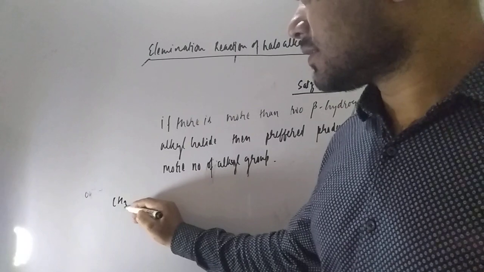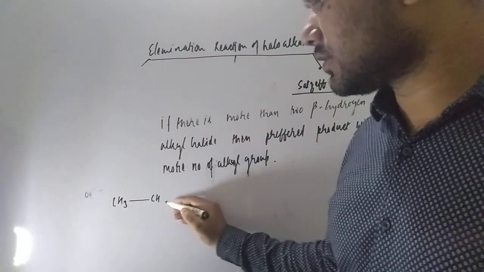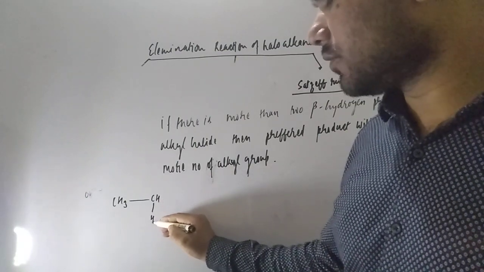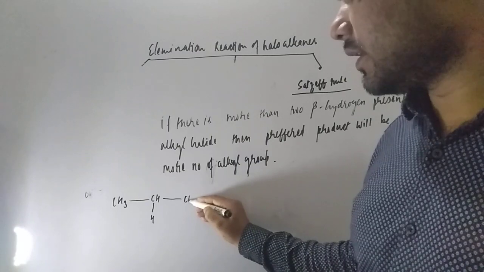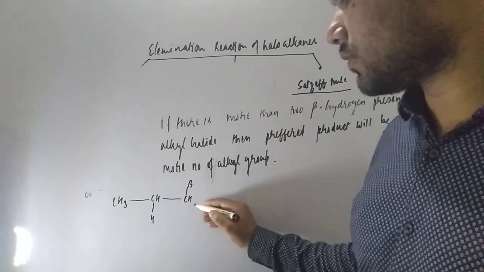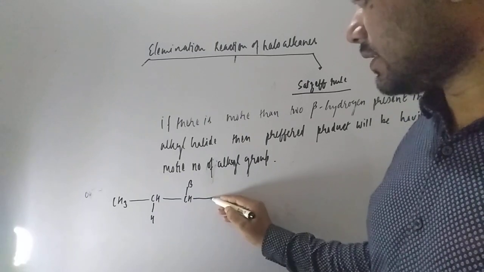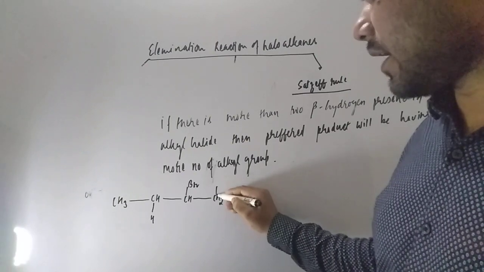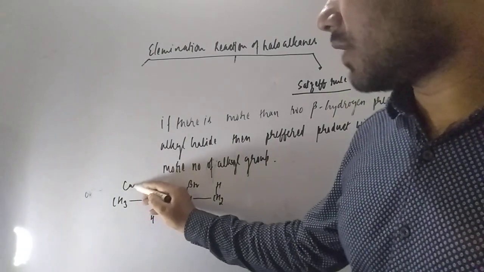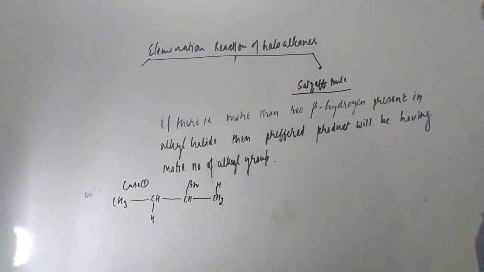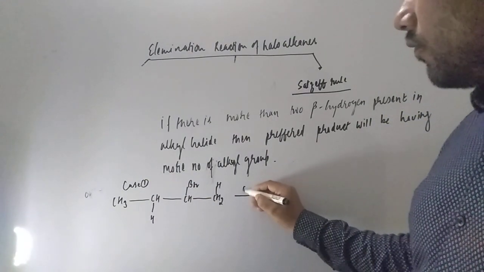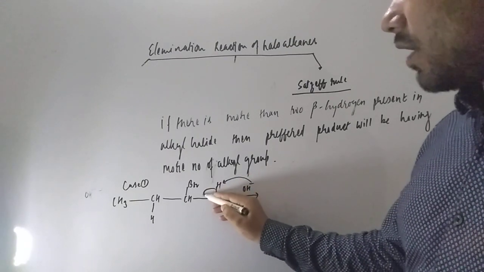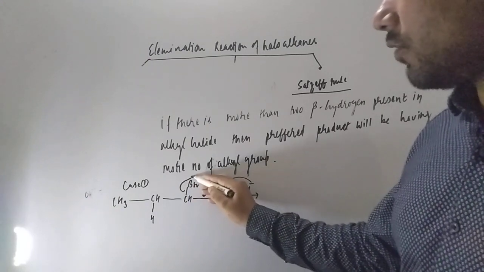Suppose we are having CH3, here is CH, and I am putting hydrogen here, and then again here is CH, and on this side there is Br, students. So CH2, and this is the Br, and suppose this is also CH2, and here I am putting hydrogen. So case number 1, students. If you are treating this with OH, the probability is there that it is attacking at this hydrogen. So this bond will be shifting and this will be coming out.